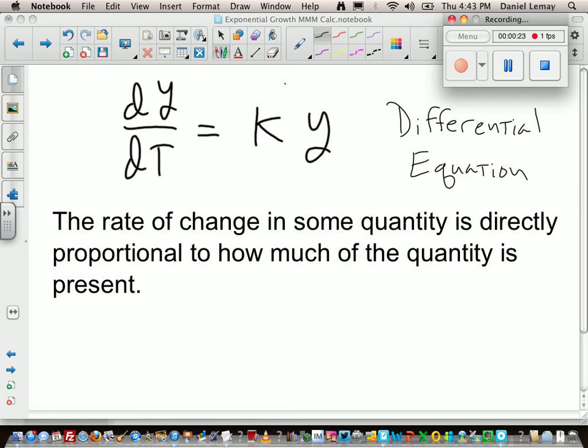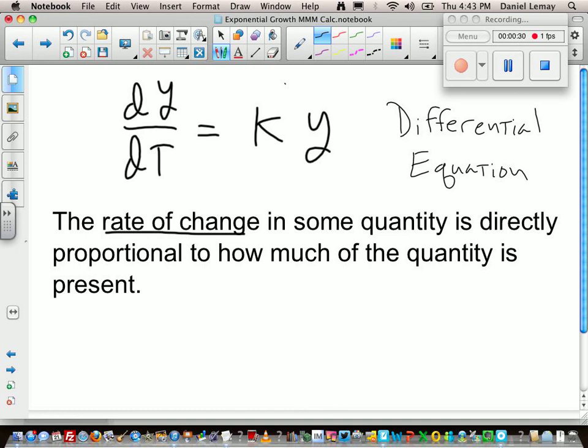So a differential equation, most of these problems will talk about, you've got to write a differential equation when you have some rate. They'll tell you some rate of change in some quantity, pressure, population, a lot of different things, is directly proportional to how much of the quantity is present.